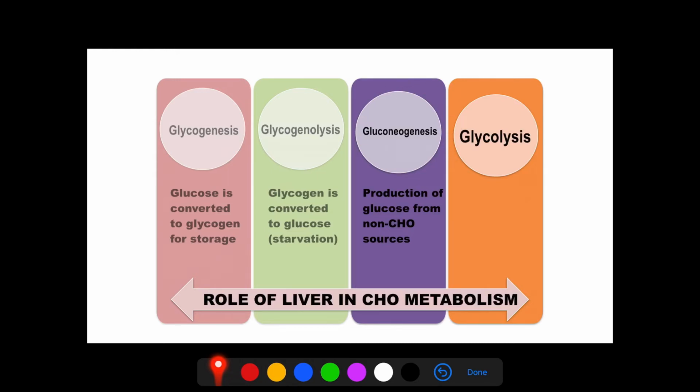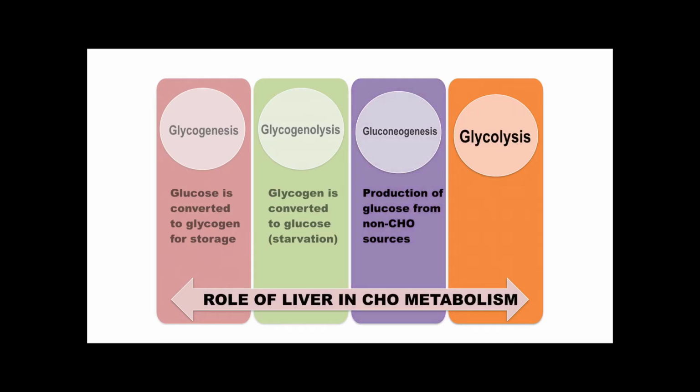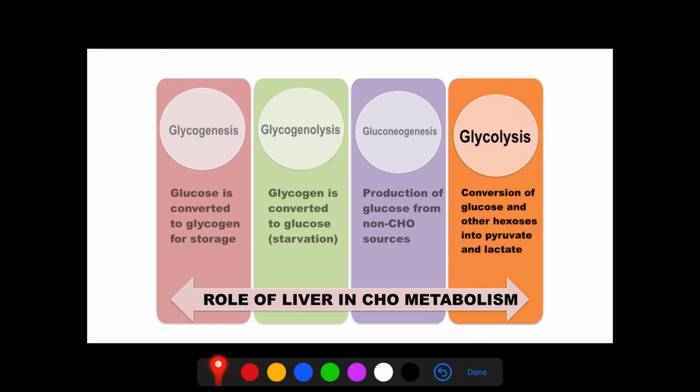Also, this process is not only done by your liver but also by your kidneys. Next one, glycolysis. Glycolysis is the process of converting glucose and other hexoses into pyruvate and lactate. This is the process where we get our energy from these substances, the pyruvate and the lactate. So those are the roles of your liver in carbohydrate metabolism.